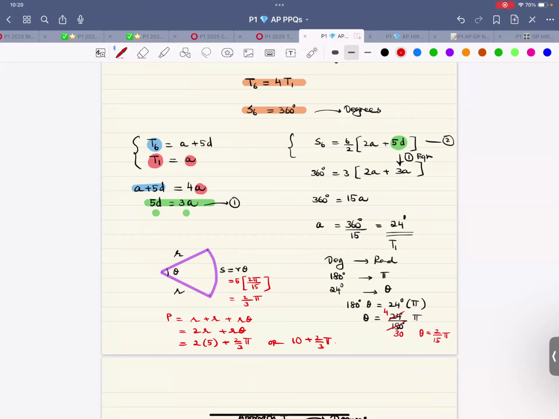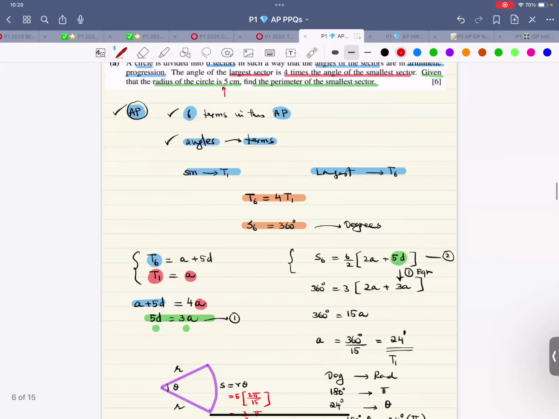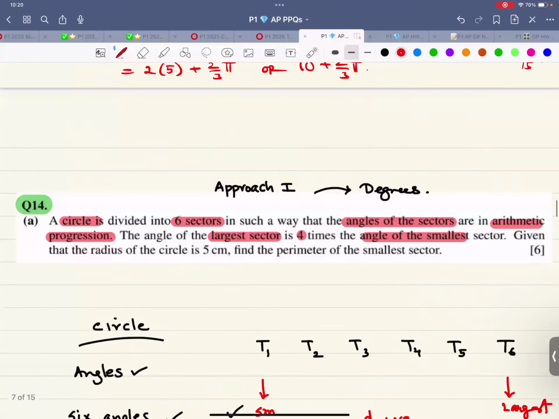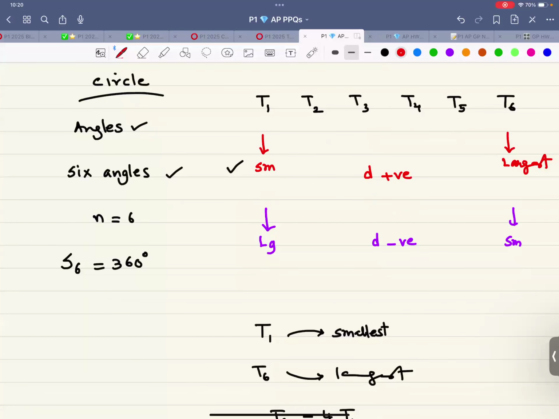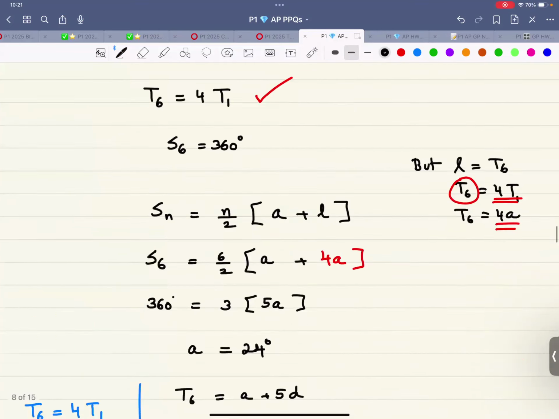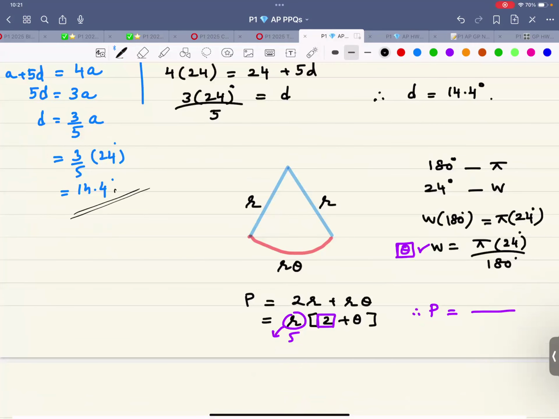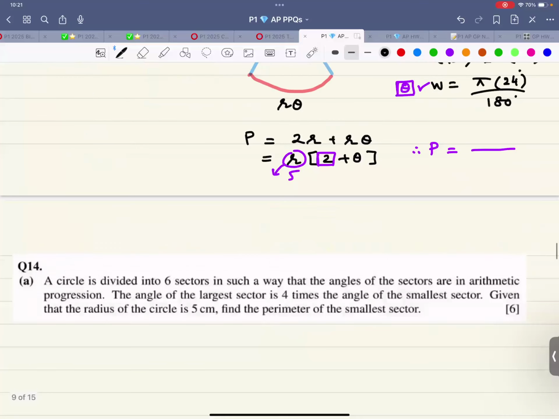I'm just waiting a little bit. And now let's look at how I have solved it in the previous years. I have even focused on this thing. That is, if we take the smallest to be the first term, the largest to be the sixth term, then common difference will be positive because the numbers are increasing in size. If I switch it around, the common difference would be negative. I've worked in degrees, exactly the same thing. I have left the answer in decimals. Over there, I've left the answer in the exact form.